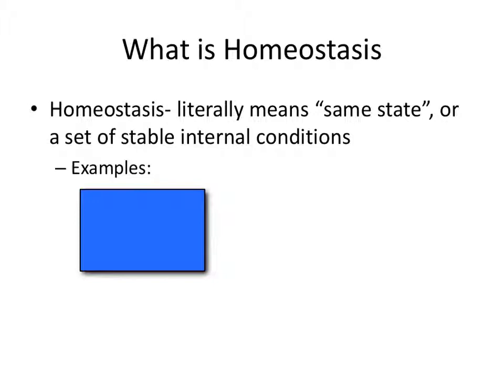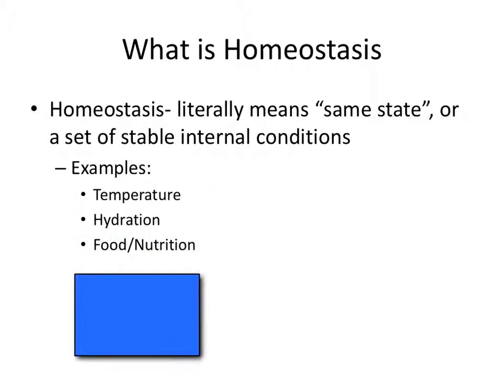So we'll start off a little bit with some refresher. Homeostasis, we've been talking about this a lot. Homeostasis literally means same state. Homeo means same, stasis means state, or a stable set of internal conditions. So the most popular example, of course, would be body temperature. Right? Most humans, on average, are 98.6 degrees Fahrenheit, 30 degrees Celsius.